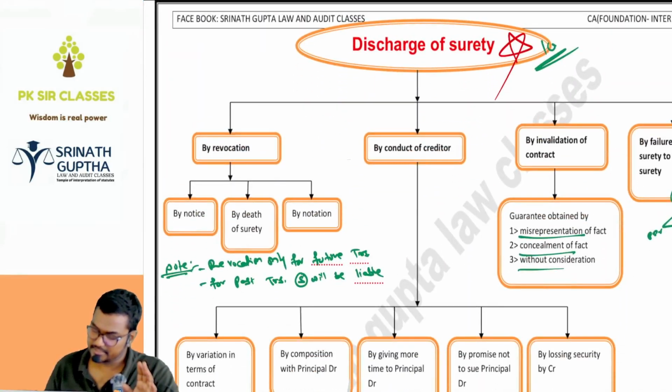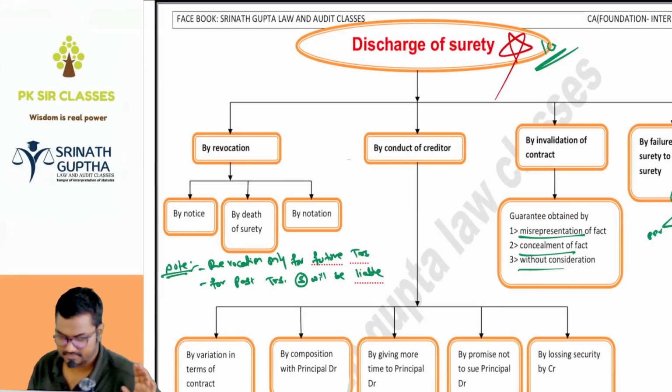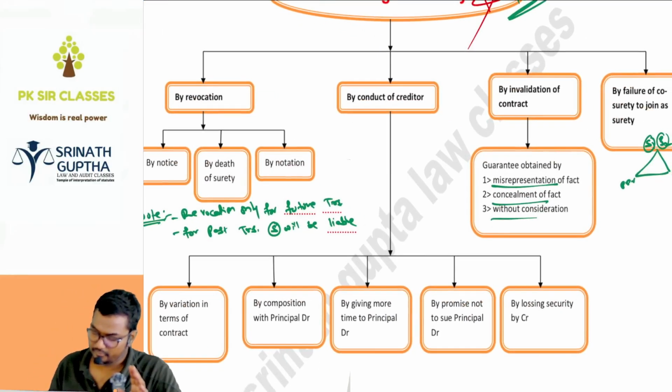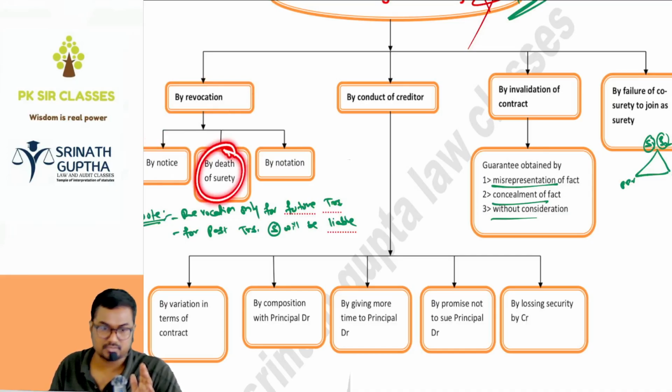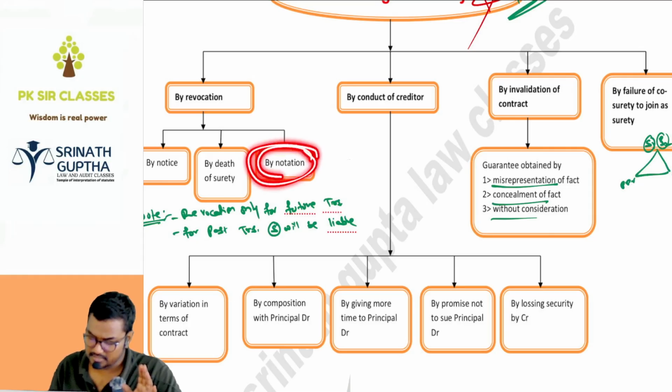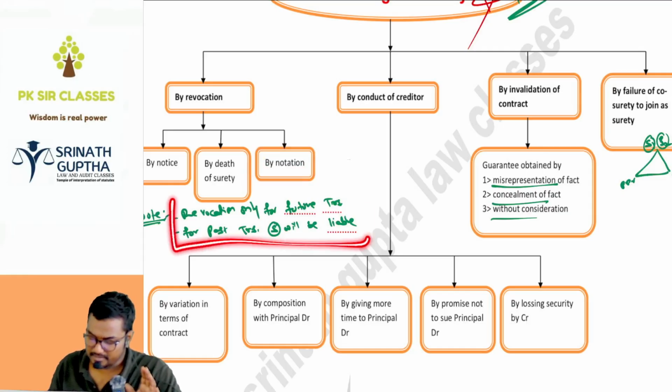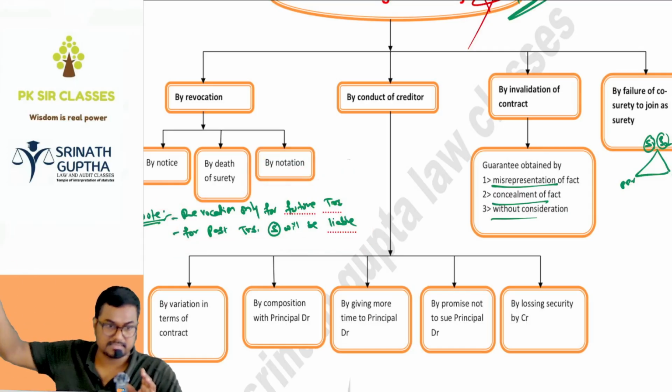Next one is the discharge of the surety. Discharge of the surety is of four types. First one is the revocation. By giving notice to the creditor, the surety can bring the guarantee to an end. And by the death of the surety, the guarantee comes to an end. By notice also, by novation also, if they enter into a new agreement, the surety will be discharged. However, revocation will apply only for future transactions. For past transactions, he continues to be liable.